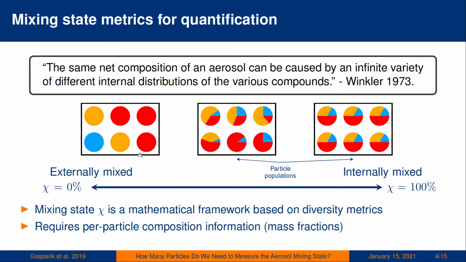Here on the left we have an external mixture where each particle is one single component. And on the far right we have an internal mixture where all particles look exactly the same. So this chi value, which is the mixing state, is 0 when particles are fully externally mixed and 100% when fully internally mixed. And the nice thing about this framework is it allows us to determine where intermediate populations exist between fully externally mixed and fully internally mixed. However, this requires per particle composition and mass fractions.